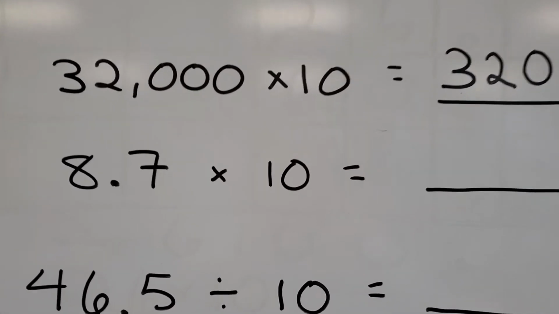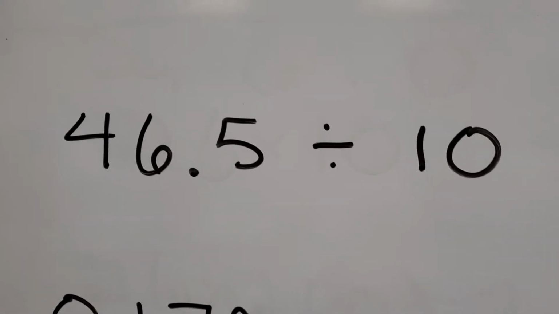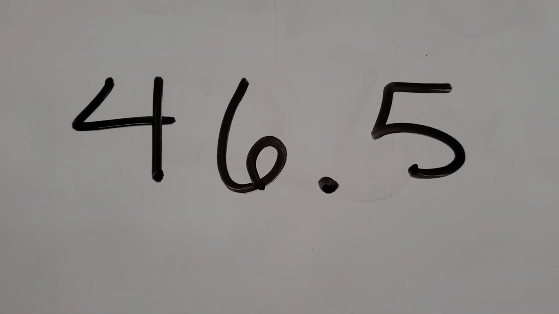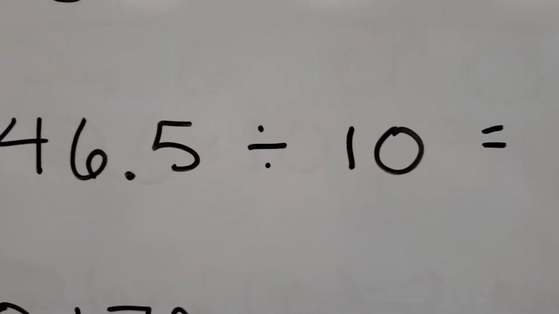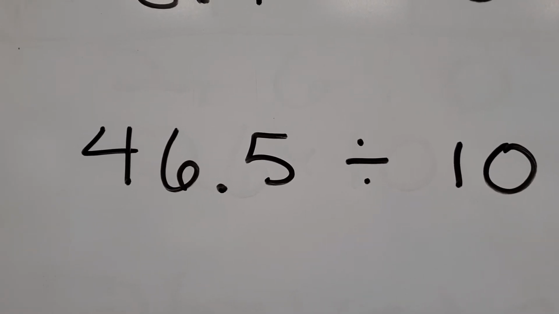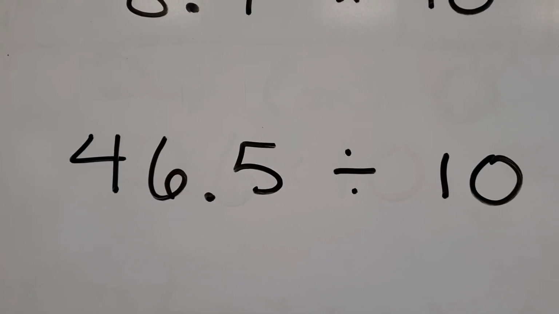All right, I'm going to do one more. I'll keep this short. Let's go to division. 46 and 5 tenths. Notice how I read that. 46 and 5 tenths. We read the decimal point as an "and." We're dividing by 10. So we know that these numbers are going to stay the same. The digits, we're going to still see a 4, a 6, and a 5, but they're going to get smaller by a factor of 10.